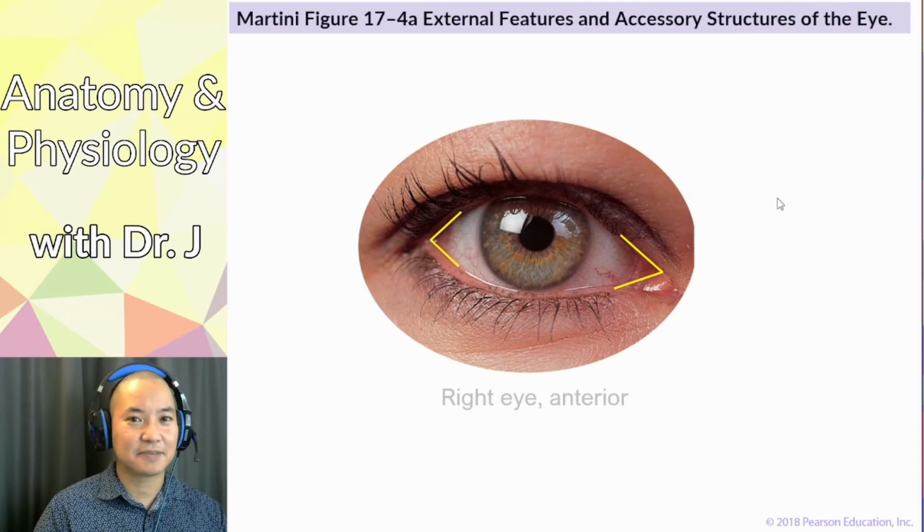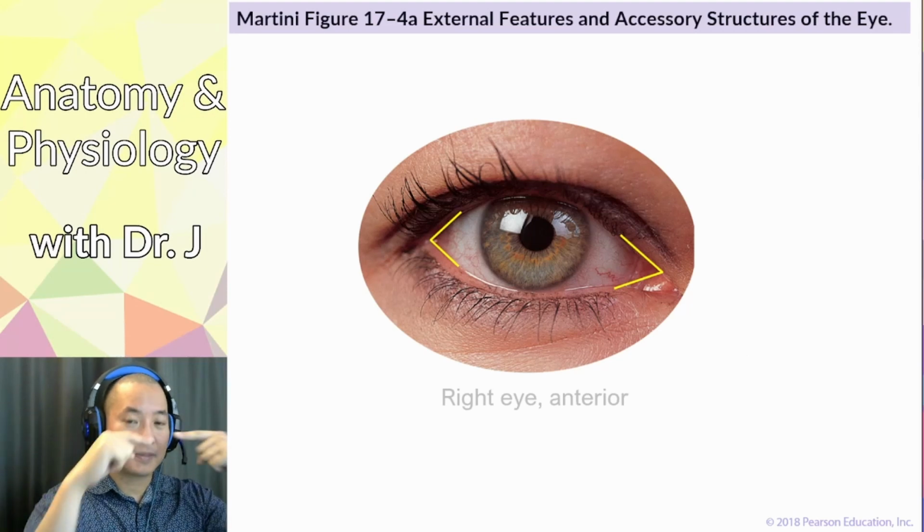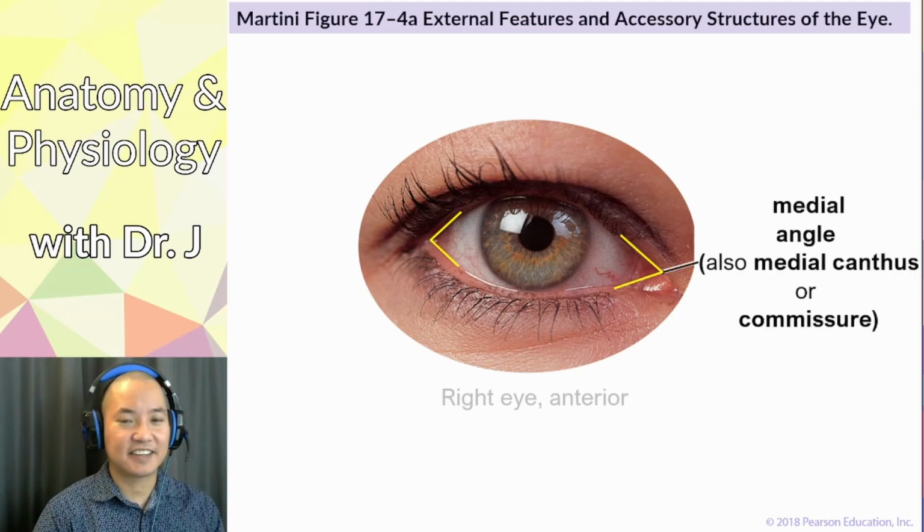Yeah, like back to geometry. These are angles, and which one is me? So this is the right eye we're looking at. The one that's more inner, toward the midline, that's our medial angle, and there's actually multiple terms for this. Medial angle, medial canthus, medial commissure. This is referring to the same structure, just like the inner angle of your eye.